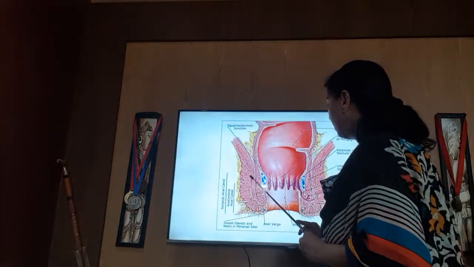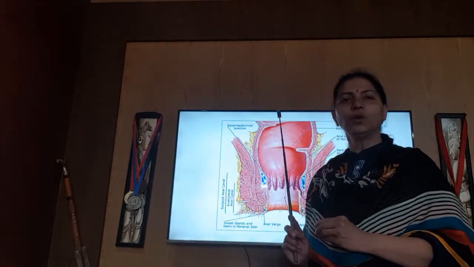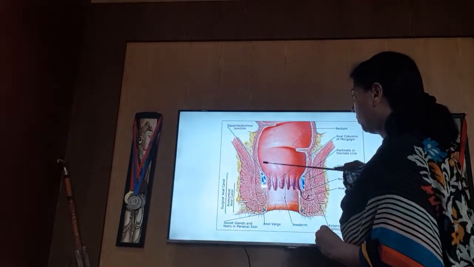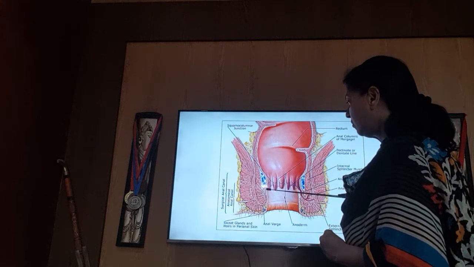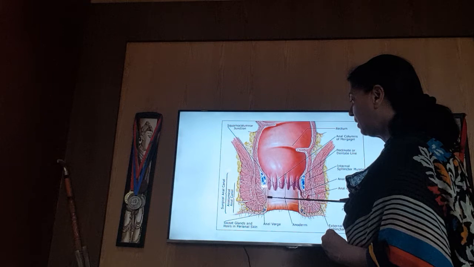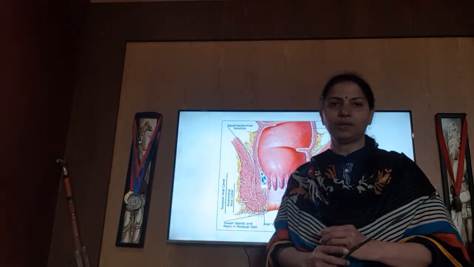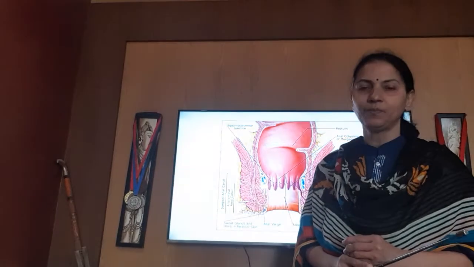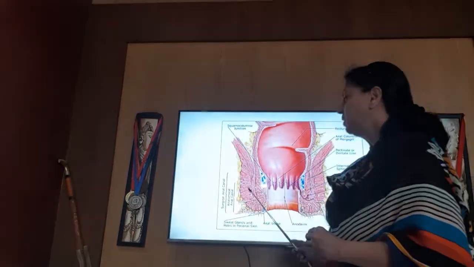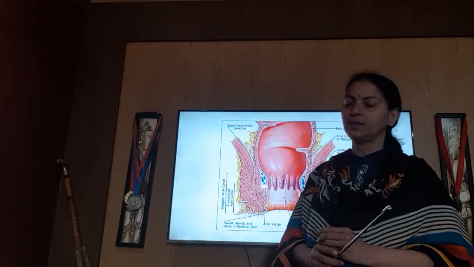The arterial supply of anus, as you know, is divided into three parts. The upper 15 millimeter forms the upper part, the next 15 millimeter is called the middle part, and the lower 8 millimeter is called the lower part. So these are the three parts in which the anal canal is divided. It is supplied by arteries: superior rectal artery and inferior rectal artery.